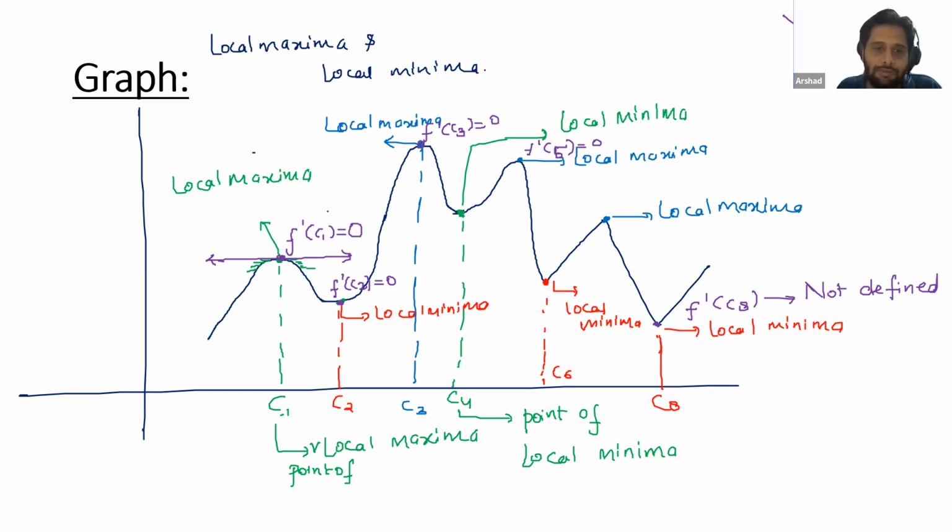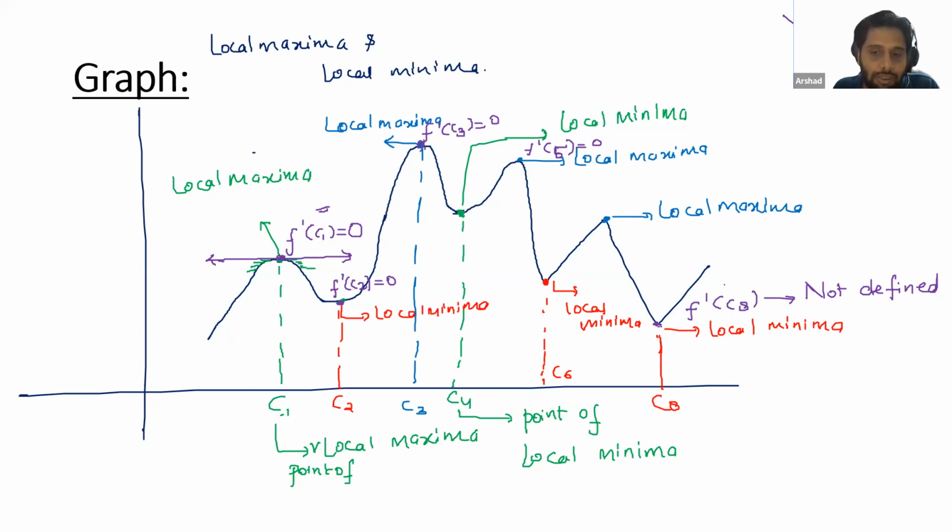So if we see this point, f dash C1 is 0. And if we see this point, f dash C8 is not defined. So that means local maxima and local minima will always occur at which point? At the critical points. What are the critical points? Those at which the derivative is 0 or the derivative is not defined. We have already discussed this.